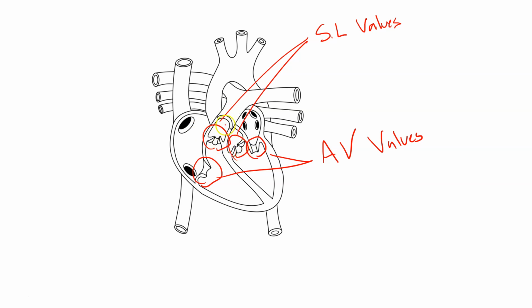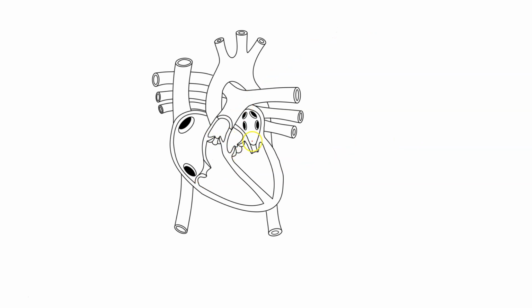The names of these are actually really simple. The one that's here in the pulmonary trunk is called the pulmonary semilunar valve. The one that's here in the aorta is called the aortic semilunar valve. So those are pretty easy to name. We'll go ahead and label these. And then this one.